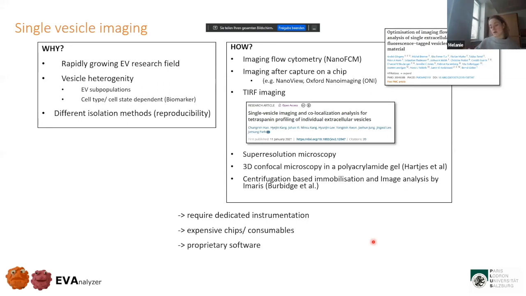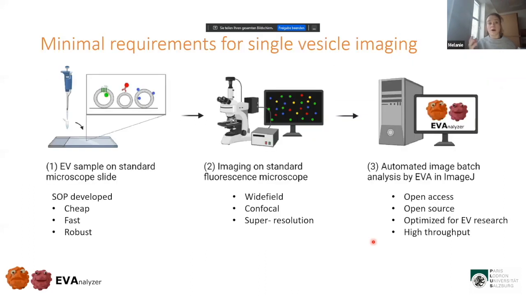And so, driven by our own need, as Nicole already said, we came up with a protocol for single vesicle imaging. And single vesicle imaging basically requires 3 steps. One step is the immobilization of the EVs on the slide, where we have an SOP developed, which is cheap, fast, and robust. And secondly, we need to get the EVs imaged, which of course works on super resolution microscopy and also on confocal, but we show that it also works very well with standard wide field microscopes.